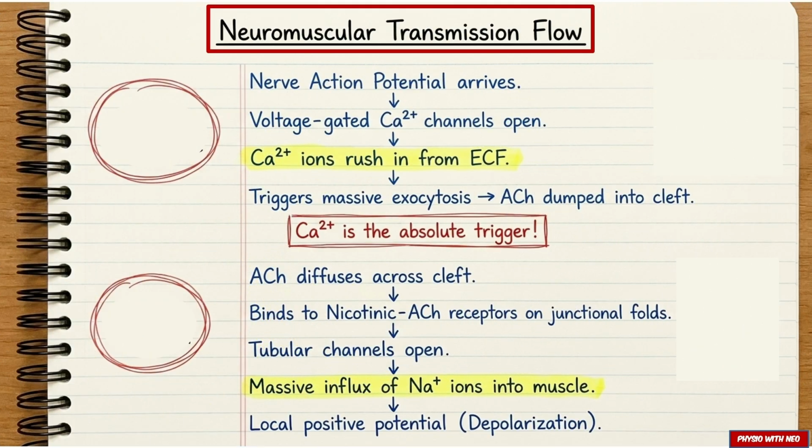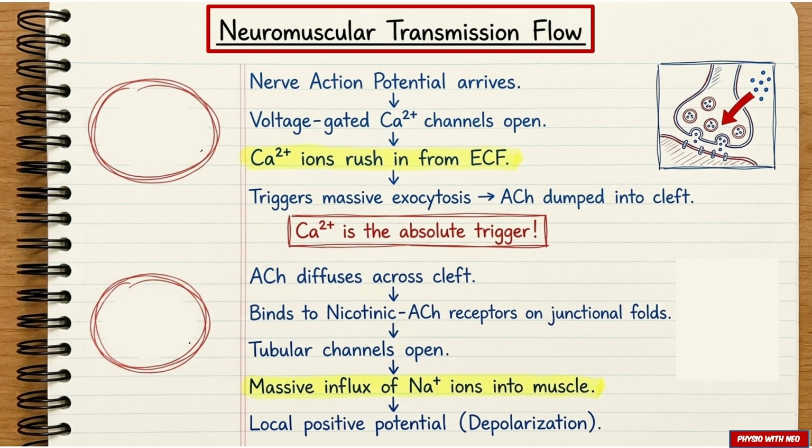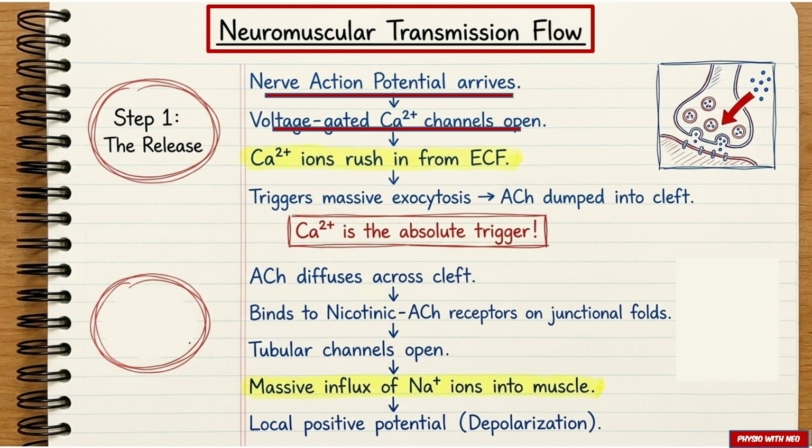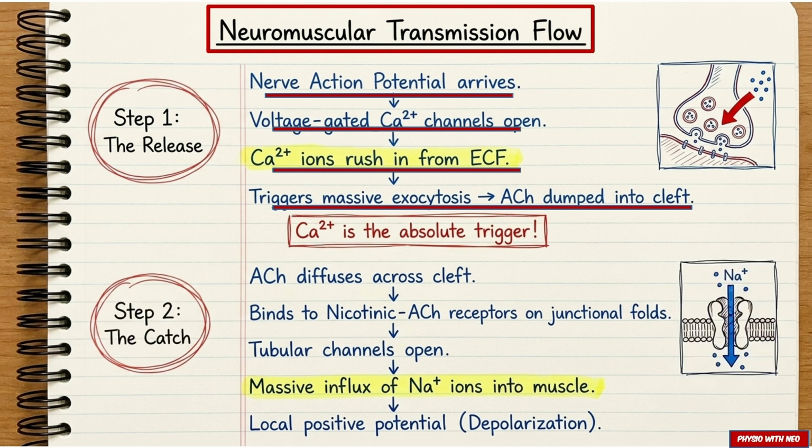This slide explains the complete transmission. Let's convert it into one simple flow. It has two steps. Step 1 is the release of acetylcholine. When the nerve action potential arrives, it opens the voltage-gated calcium channels. So calcium rushes in from the extracellular fluid and triggers a massive exocytosis, so the acetylcholine is dumped into the cleft.